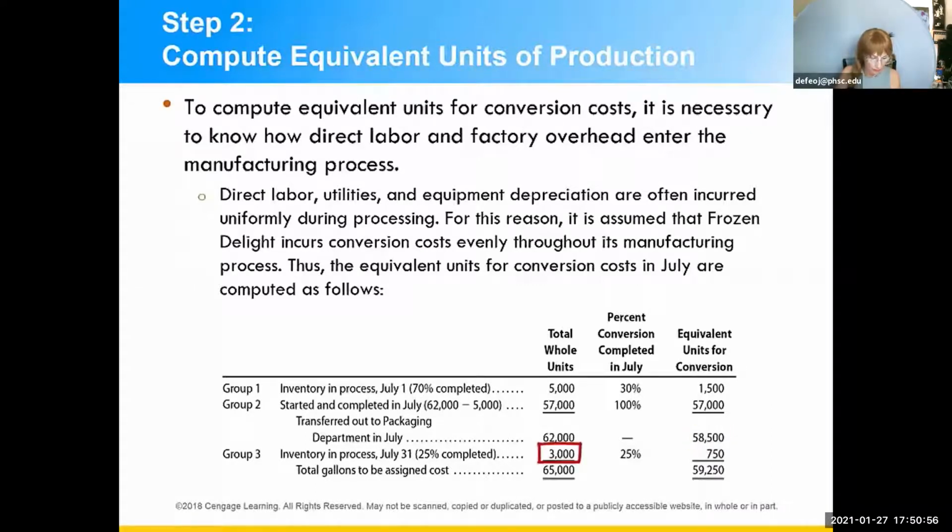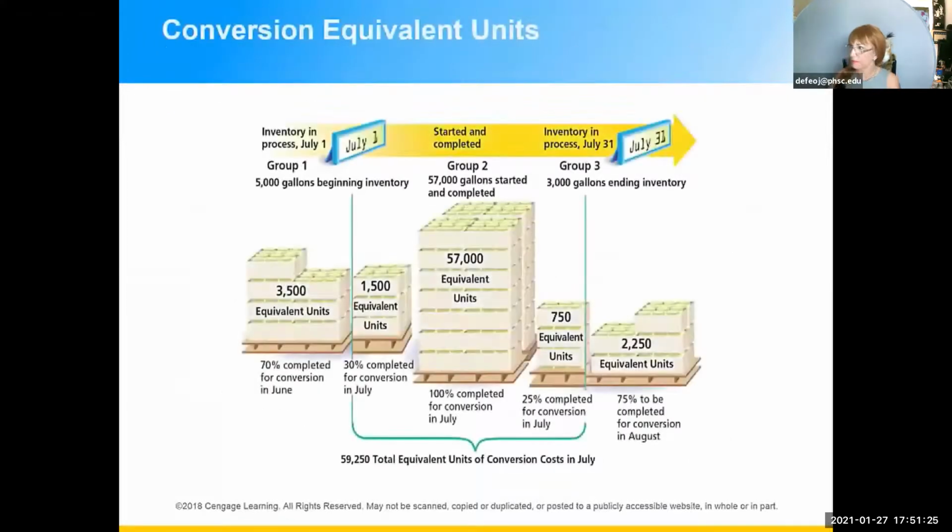The 3,000 units in process at the end of July are 25% complete as to conversion. 3,000 times 25% equals 750 equivalent units. Total equivalent units for conversion costs are 59,250 units, calculated as the sum of the equivalent units transferred out and equivalent units remaining in ending inventory. In each of the cost groups, the equivalent units for conversion costs are determined by multiplying the whole units by the percentage of conversion costs completed during each period.